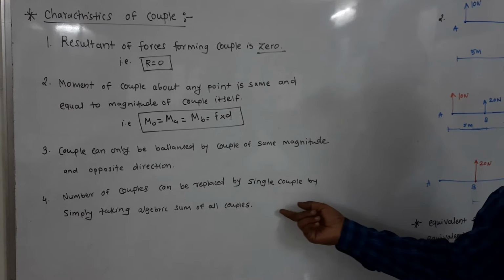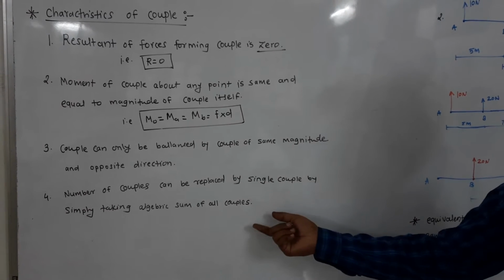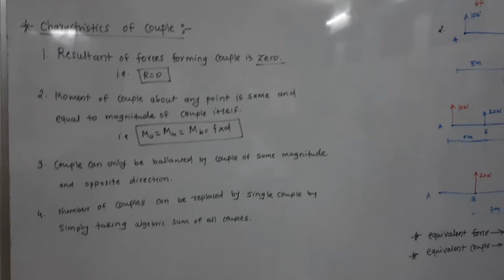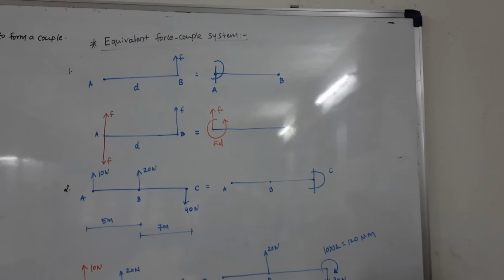A number of couples can be replaced by a single couple by simply taking the algebraic sum of all the couples acting on the system. Now the last point from unit number 1 is the equivalent force couple system.